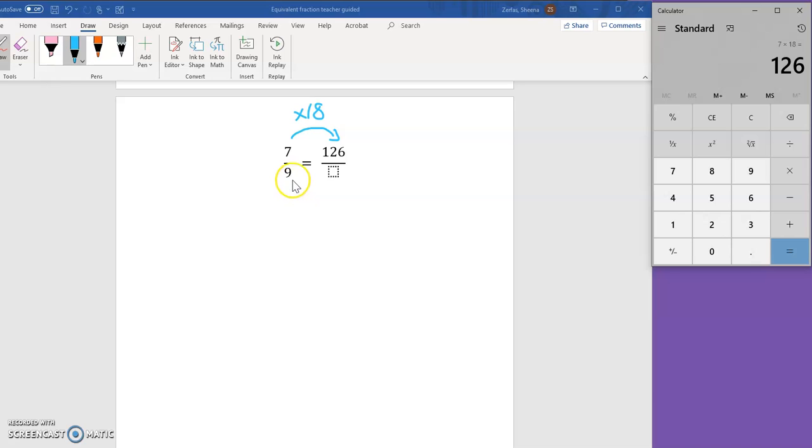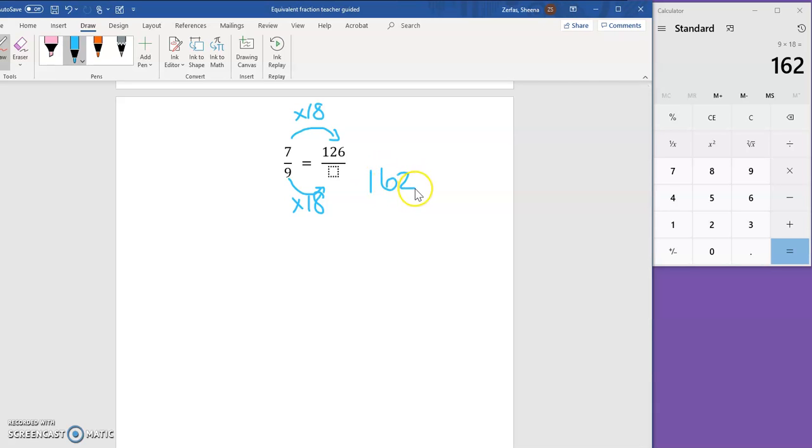So then I'm going to do the same thing here to my denominator. If I multiply it up top by 18, I'll multiply it down on the bottom by 18. So 9 times 18 equals 162. While you can use a calculator for this assignment, I want to make sure you're showing your work. So please show me what you're multiplying by and use a calculator to get that final answer.